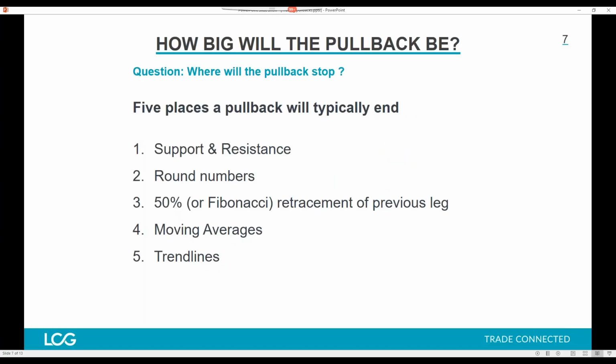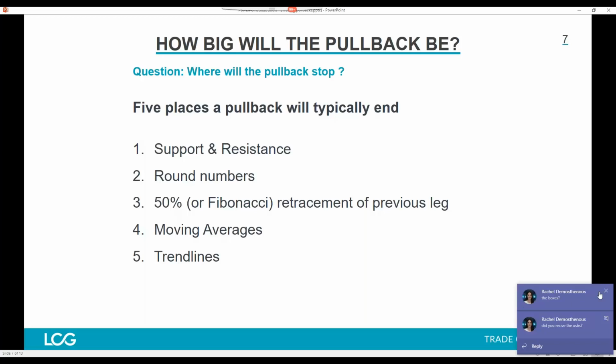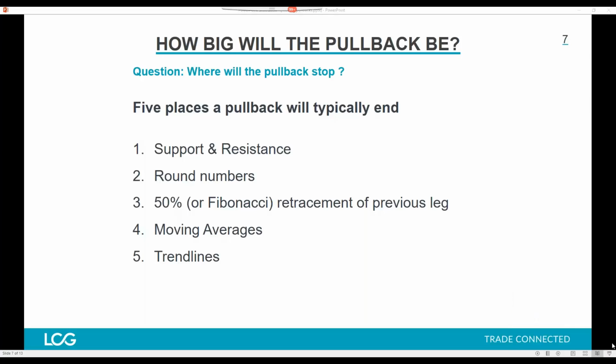So, where will the pullback stop? That's the question. I've highlighted 5 places a pullback will typically end. This is not a complete list. You could probably add 100 items on here. Things like pivot points are very popular, but I've not chosen to discuss all of those. These, I think, are the key ones.